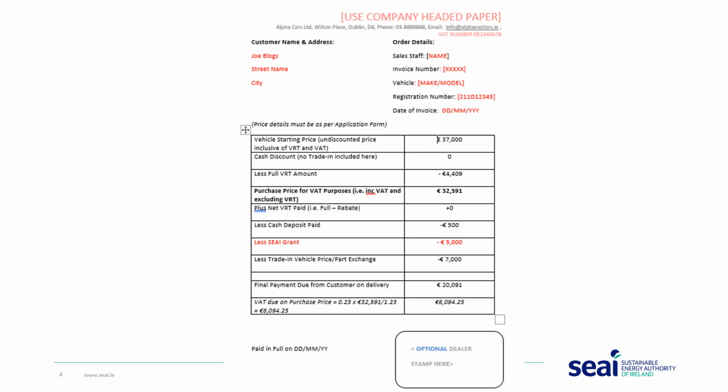This is a sample invoice which is available to download from the dealer section of the EV Grant webpage. You don't have to use this template if your current invoices include all of this information. It should be on the dealer's headed paper with the customer details. The customer details and their address should be the same as the one on the application form and the transaction document. You can fill in details such as the sales staff name, invoice number, and the vehicle registration details.